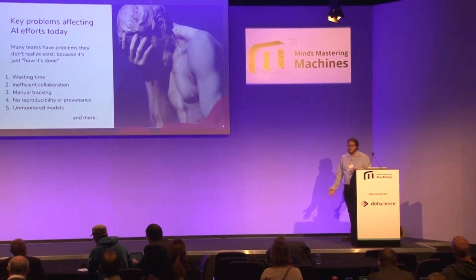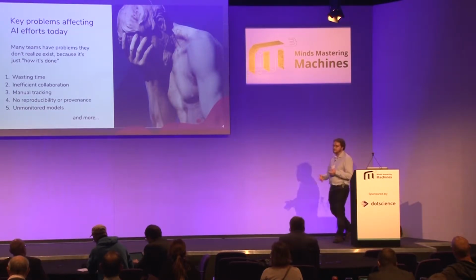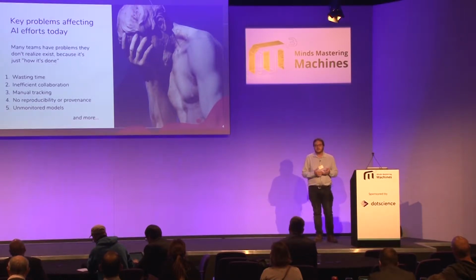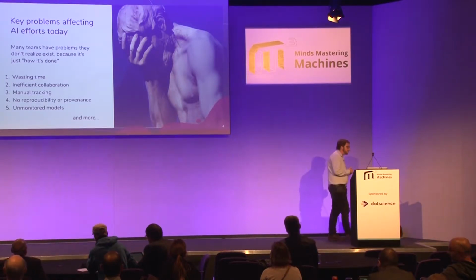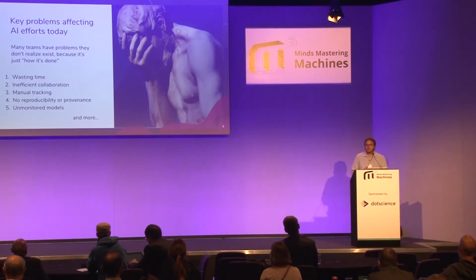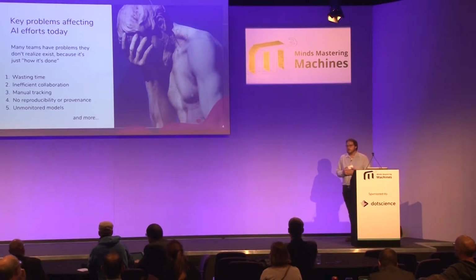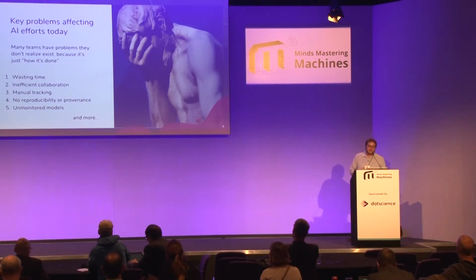Which relates to the fourth problem, which is the lack of reproducibility and provenance. If you don't have the ability to reproduce work that someone else has done, then you run the risk of not being able to go and fix a model if it breaks. You run the risk of losing information if that team member leaves. And the lack of provenance is problematic if you don't know where a model came from, and I'll go into more detail on that.